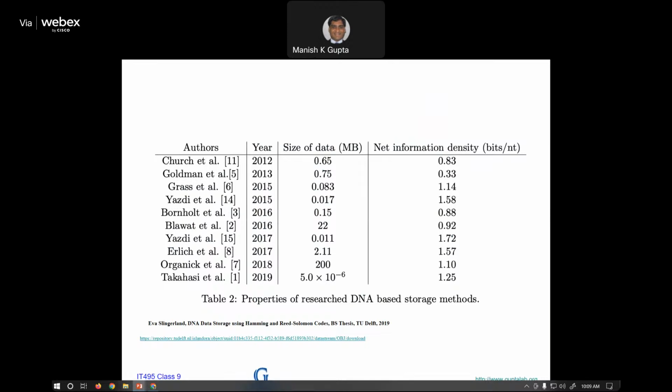There are more papers. These are the initial ones, after 2012. I'm just listing some of them up till 2019.